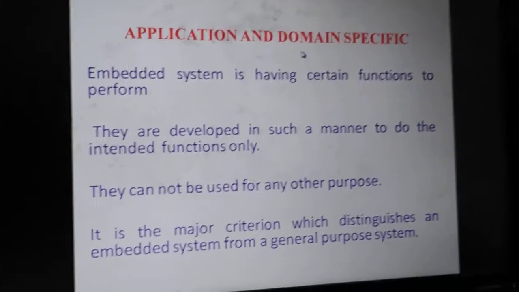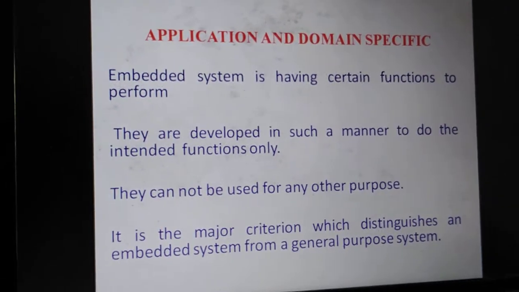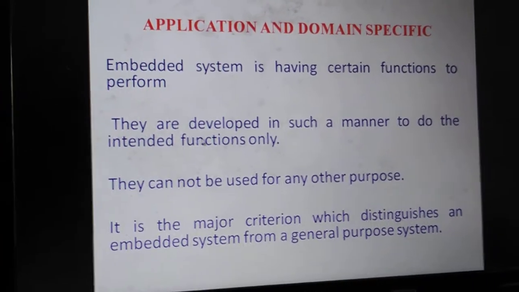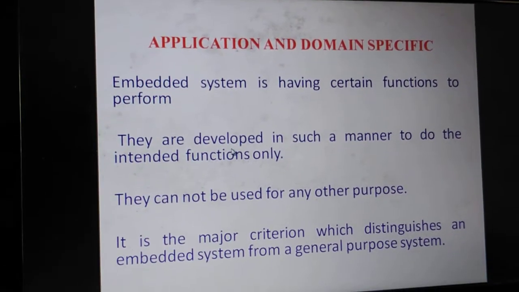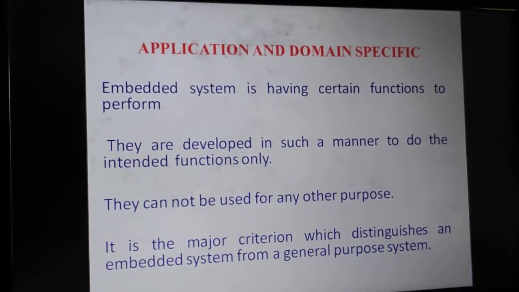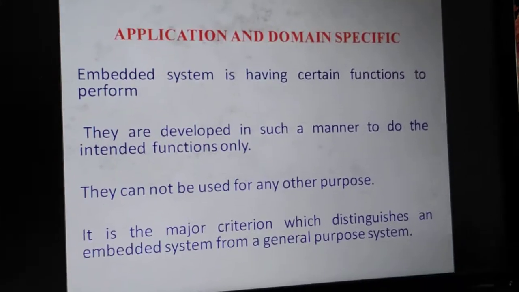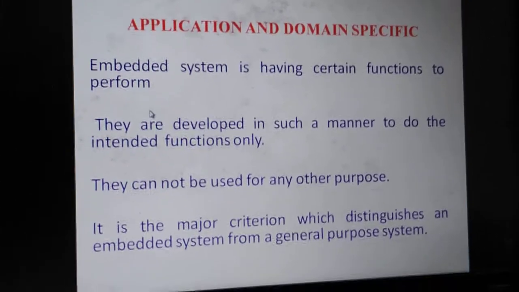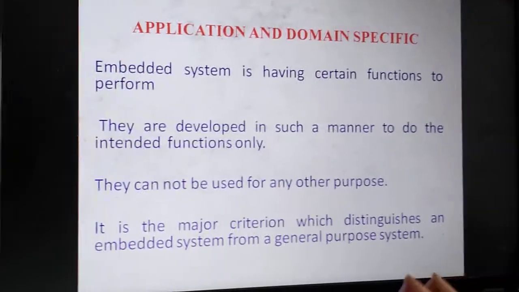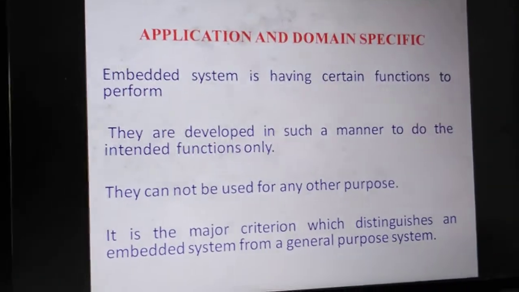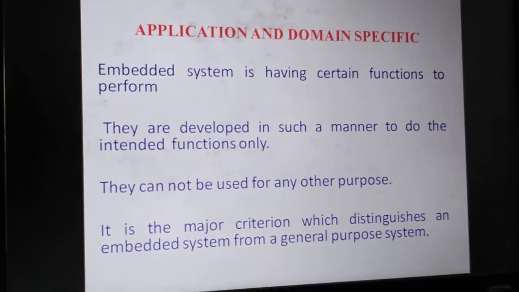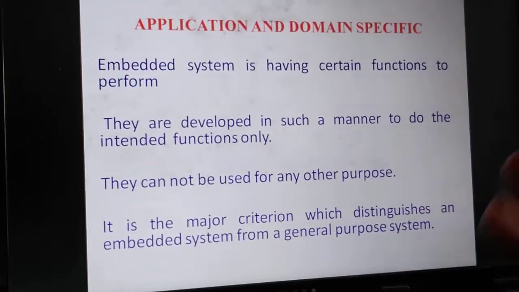Application and domain specific. An embedded system has certain functions to perform. They are developed in such a manner to do the intended functions only. Like if you consider a camera, it is used only for capturing pictures. Or if you consider a copier machine, which we call a Xerox machine, this is used just to take a copy of a document.